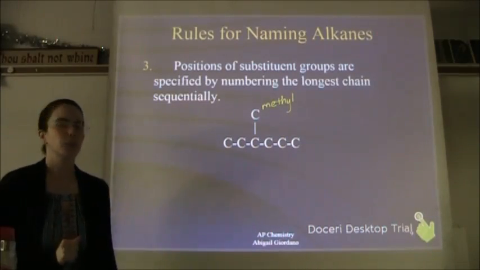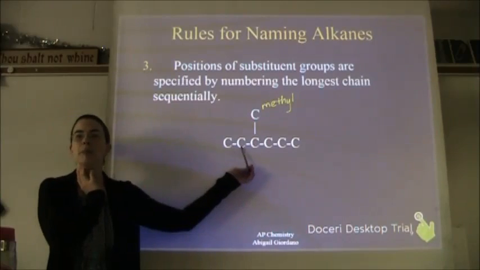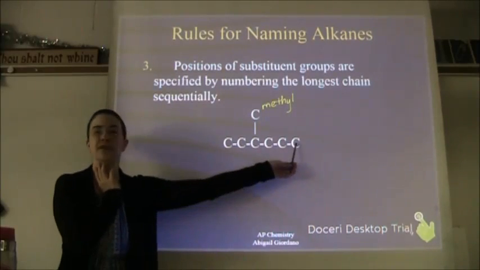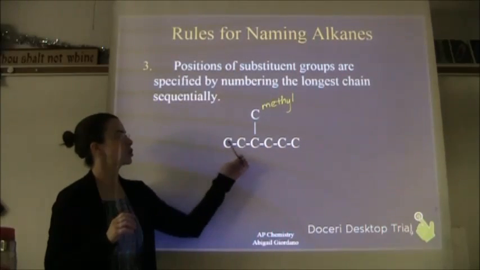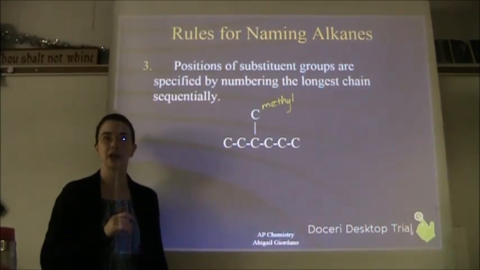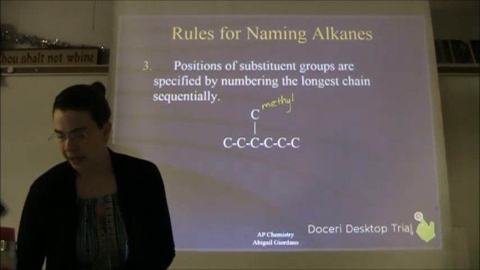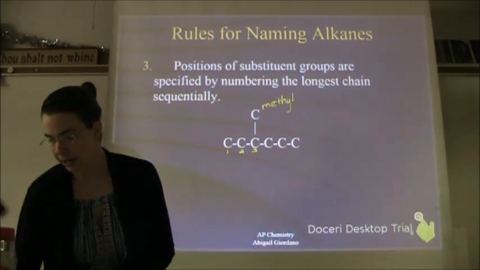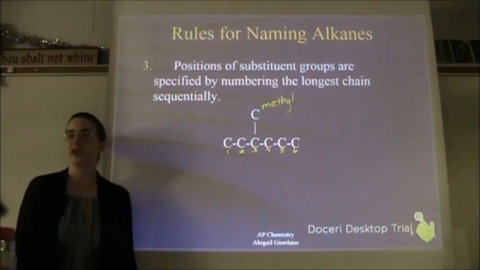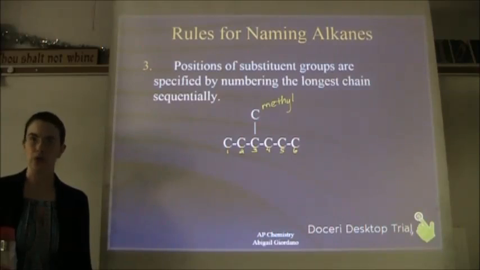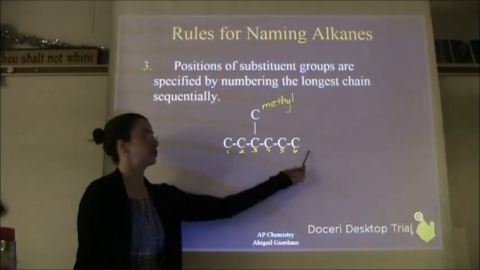Now here's the thing. When you've got substituents, you need to number your main chain of carbons, because in the name, we have to indicate which carbon this methyl group is attached to. All right, and this is how we're going to number it. And I know a question that will be on your mind, and I will answer it right this minute. Do you always number from left to right?